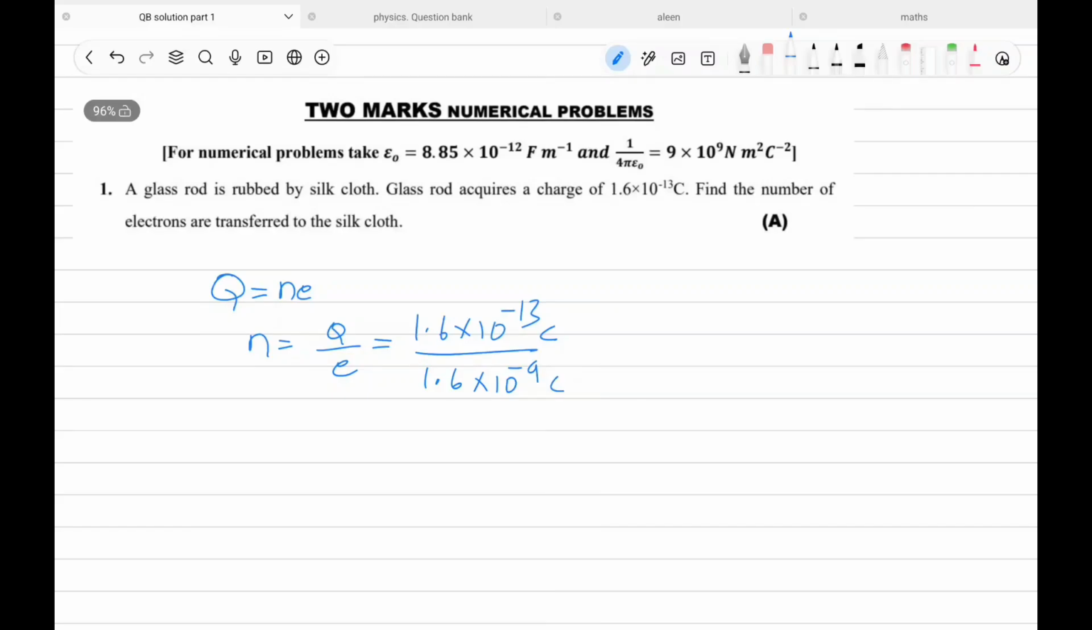Now 1.6 divided by 1.6 is 1, and 10 to the power of minus 19 coulomb. Now minus 13 minus minus 19, it becomes 10 to the power of 6. Okay, that is the number of electrons.